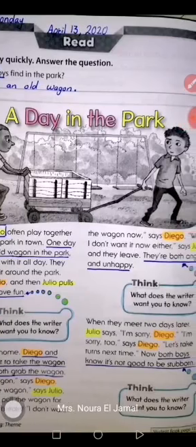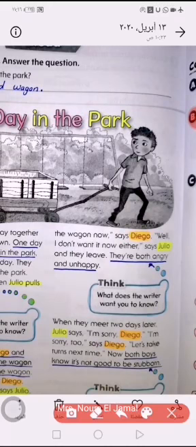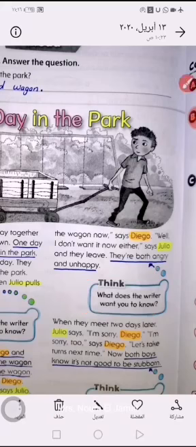says Diego. "Well, I don't want it now either," says Julio. And they leave. They're both angry and unhappy. So here, what does the writer want you to know in the second paragraph? What do you think? That they're both angry and unhappy. They fought together and they're unhappy and sad now. Okay.